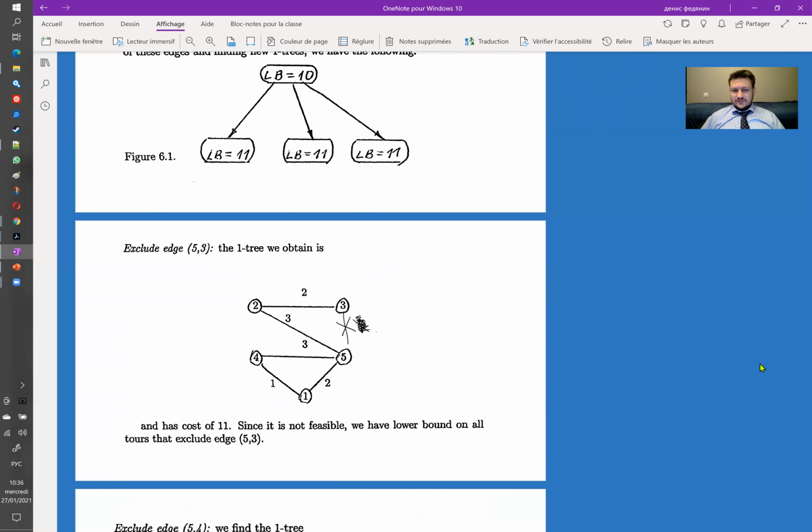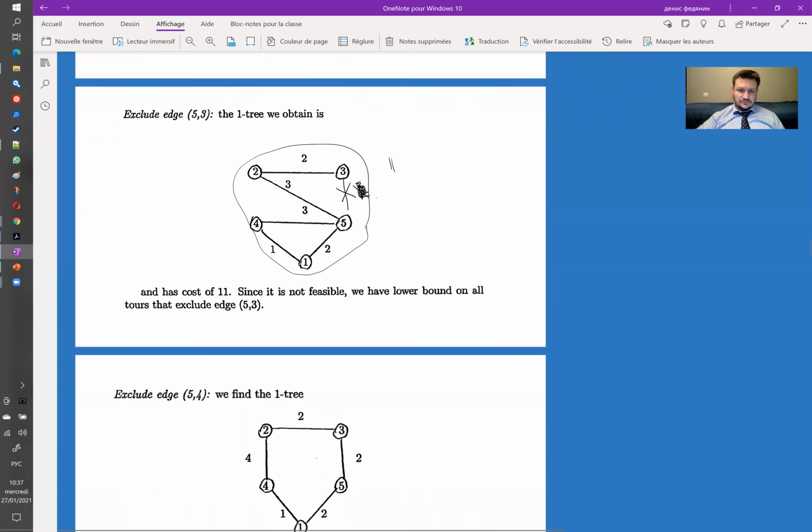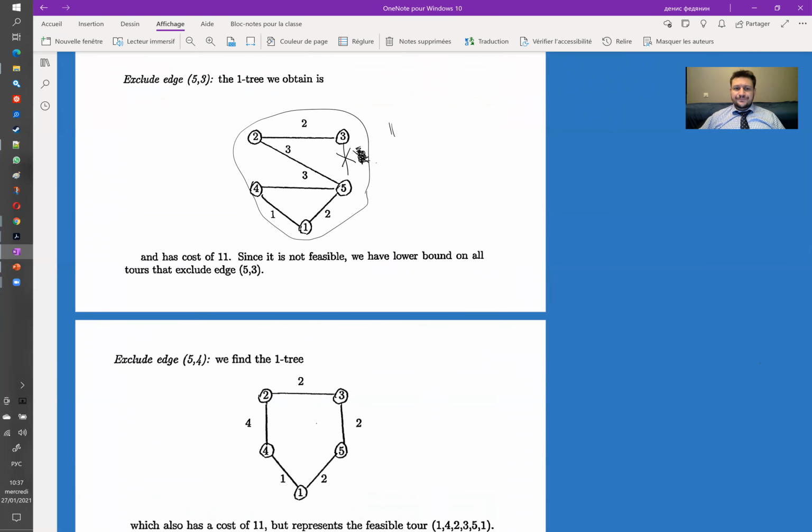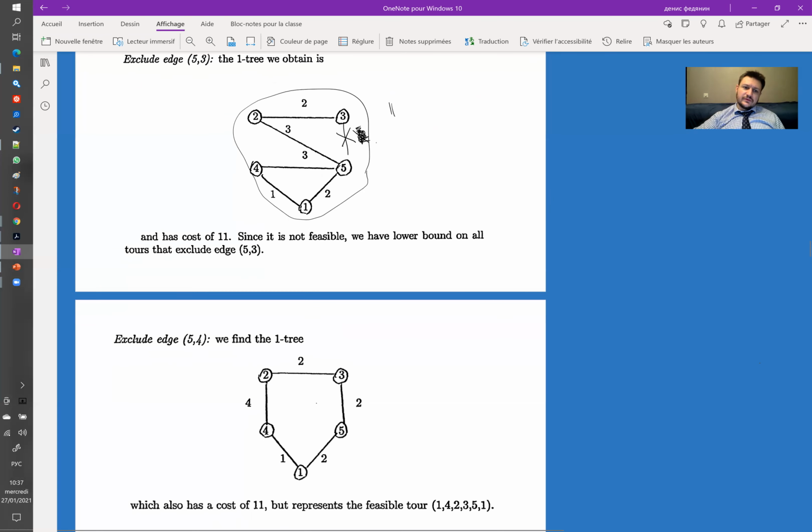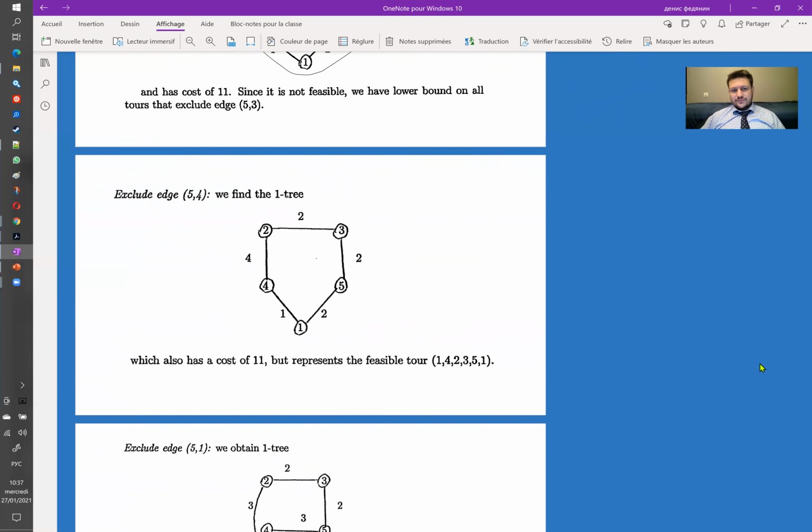So we have 6, 7, 8, 9, 12, 3 here, 3, 3, and 4, 11. But it's a lower bound. It's not a solution. Okay, then we can exclude another one, from 4 to 5 here, and we have 1, 3, 1, 3.